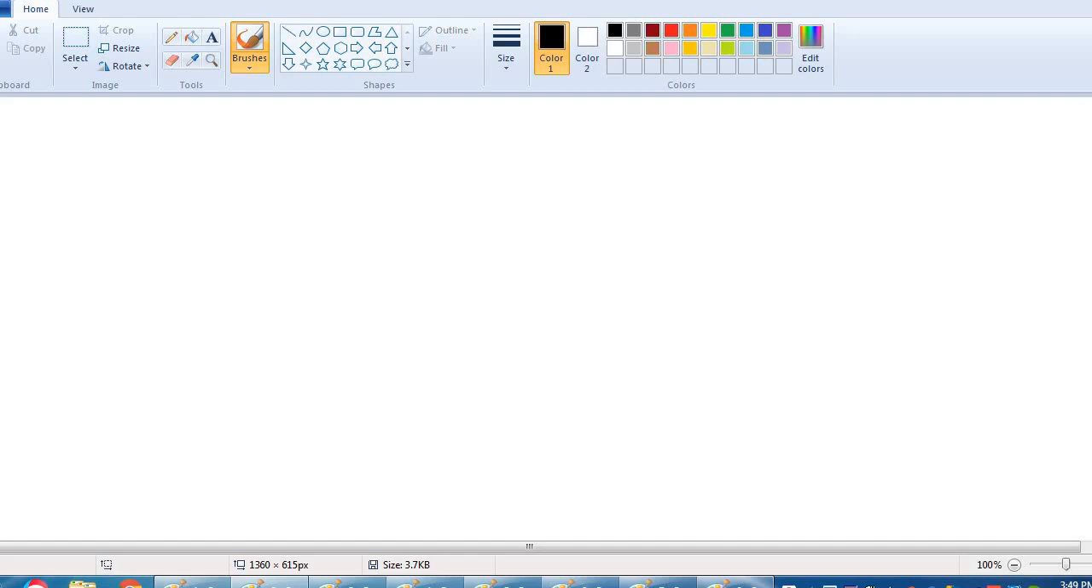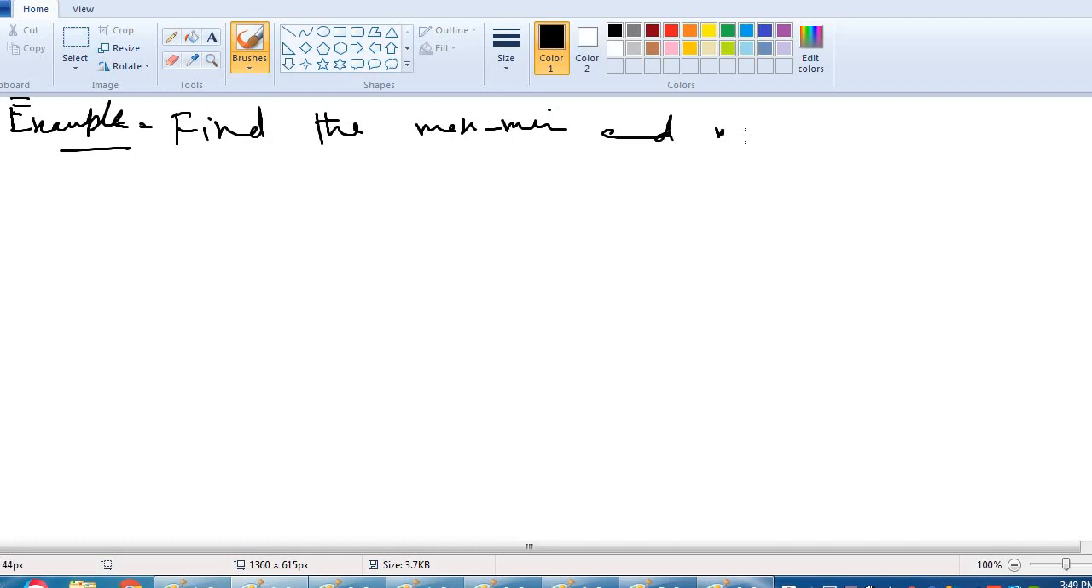Okay, now we take an example. Find the max min and max product composition of R and S. Solution.